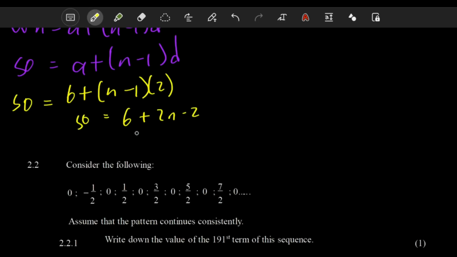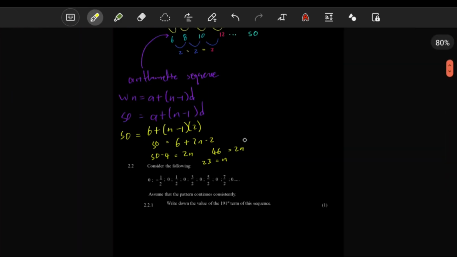And then solving for n here, you just have to be careful. You see 50 here. 6 minus the 2 is a 4. So when you take the 4 over, it becomes a negative. Then you're going to have 46 is equal to 2n. n is going to be equal to 23. Oh, 3, why are you putting a 6 there? n is equal to 23, you see.